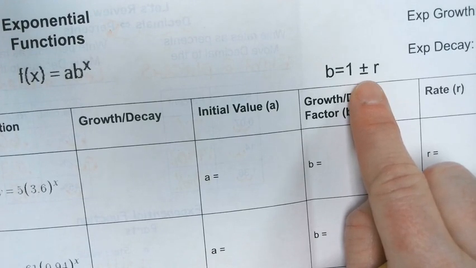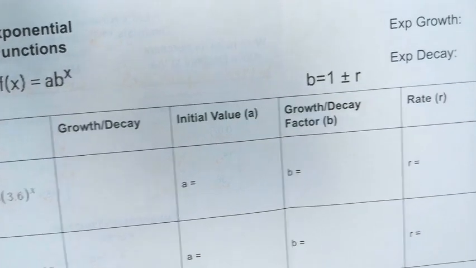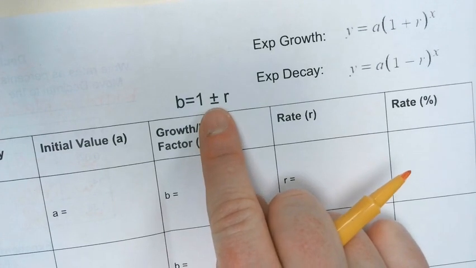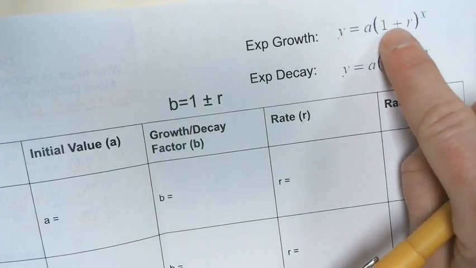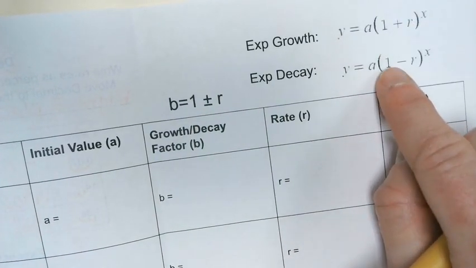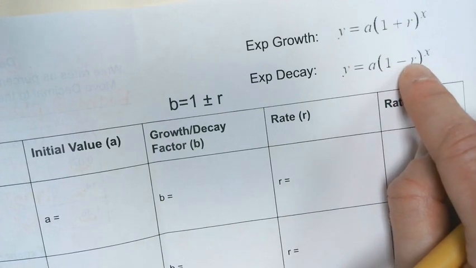So if it's growth, then you add the rate. Make sure you listen. If it's growth, you add the rate to 1. If it's decay, you're going to subtract the rate from 1. So that's why it has plus or minus, because look at this, 1 plus r, and this decay is 1 minus r.